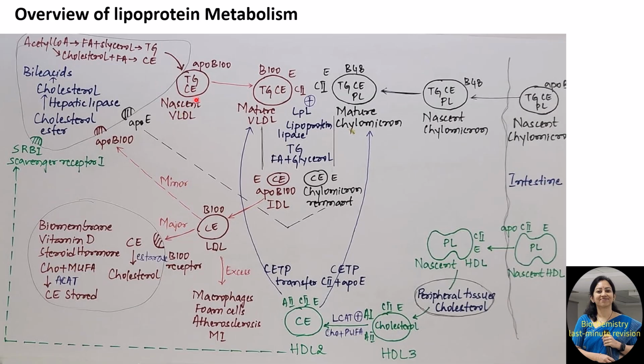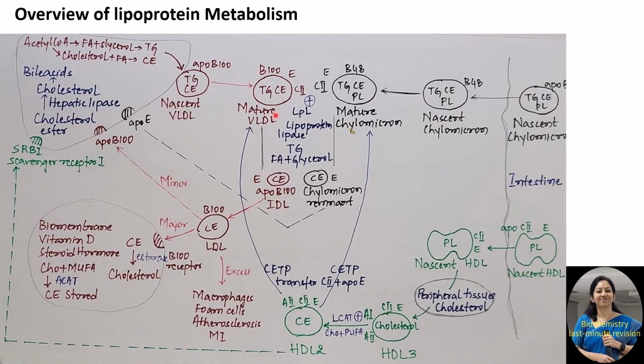Now this nascent VLDL receives apolipoprotein C2 and E with the help of cholesterol ester transfer protein, and gets converted to mature VLDL, which carries endogenous triglycerides and cholesterol esters, and now has ApoB100, E and C2 on its surface. This apolipoprotein C2 activates lipoprotein lipase, which is present in the endothelial cells of the blood vessels, and this will hydrolyze the endogenous triglycerides to fatty acids and glycerol. The glycerol goes back to the liver, and fatty acids are taken by the skeletal muscles, wherein they get oxidized and provide energy for muscle contraction.